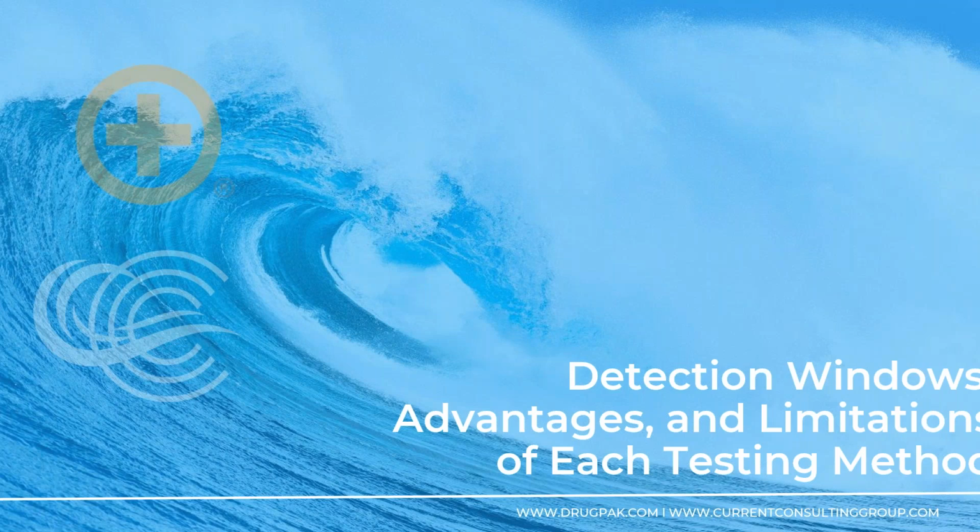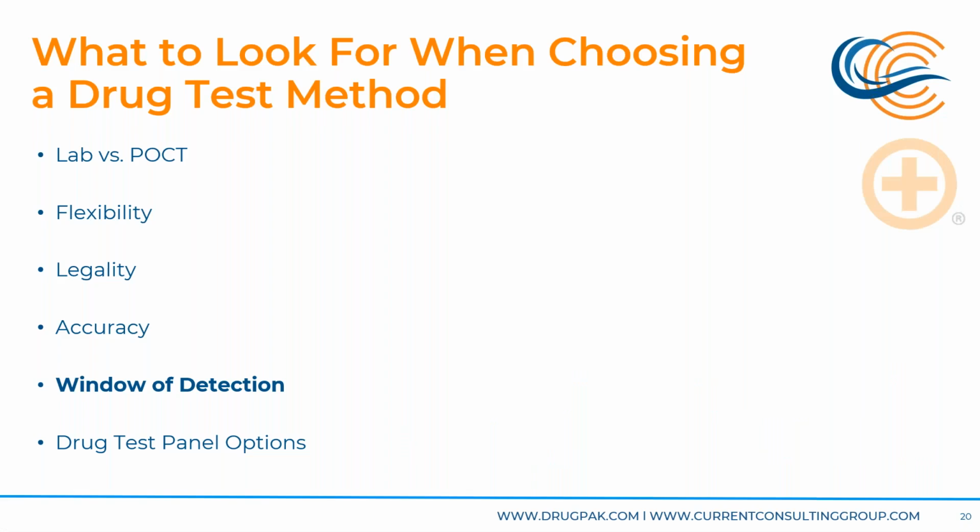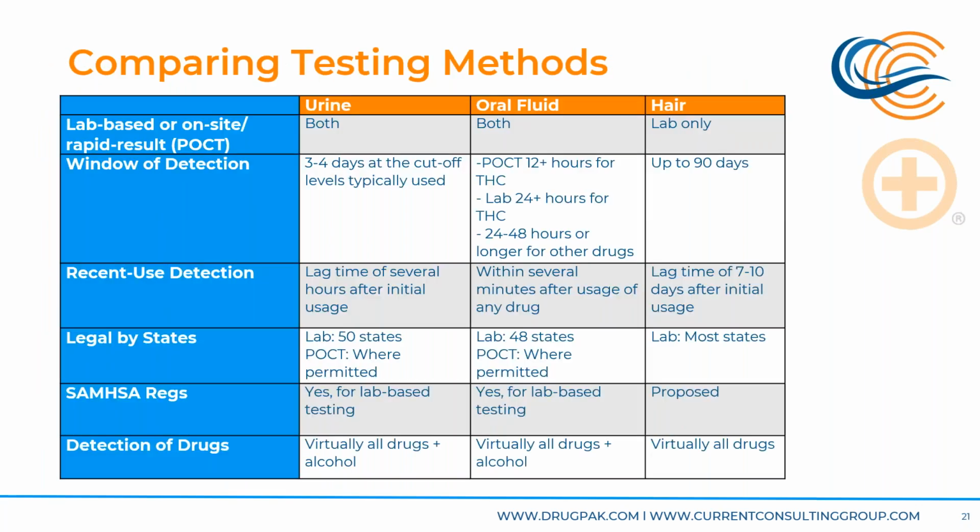So let's move on. We're going to talk about detection windows and drug test panels here. We've got another poll coming up in just a few slides. So, what to look for when choosing a drug test method. These are the main things, but the one issue that really grabs a lot of attention nowadays is window of detection. When you look at the various testing methods we've talked about today, urine, oral fluid, and hair, you want to look at that list of characteristics and see which ones align with your needs as an employer. Let's just look at the top line.